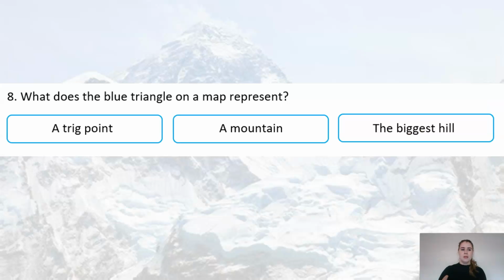What does the blue triangle on a map represent? Let's see if you remember this one. Is it the trig point? Is it to represent a mountain? Or is it to represent the biggest hill? So have a think.